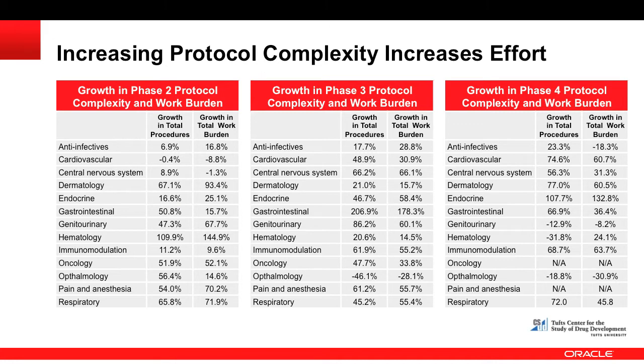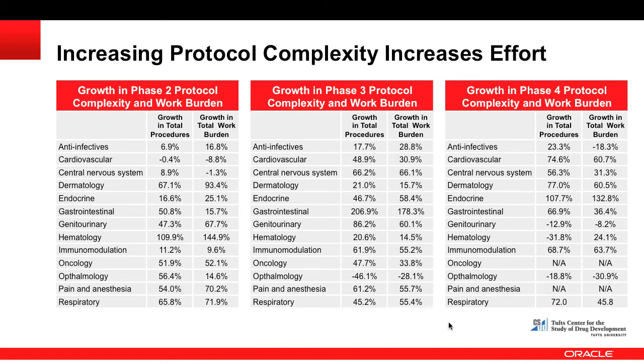Here, this gives us a quick glimpse at the increasing protocol complexity, and also notes that increasing protocol complexity correlates to an increased effort in order to maintain and conduct those particular protocols. Here we have a peek at the growth in Phase 2 protocol complexity and work burden. The same for Phase 3 as well as Phase 4.